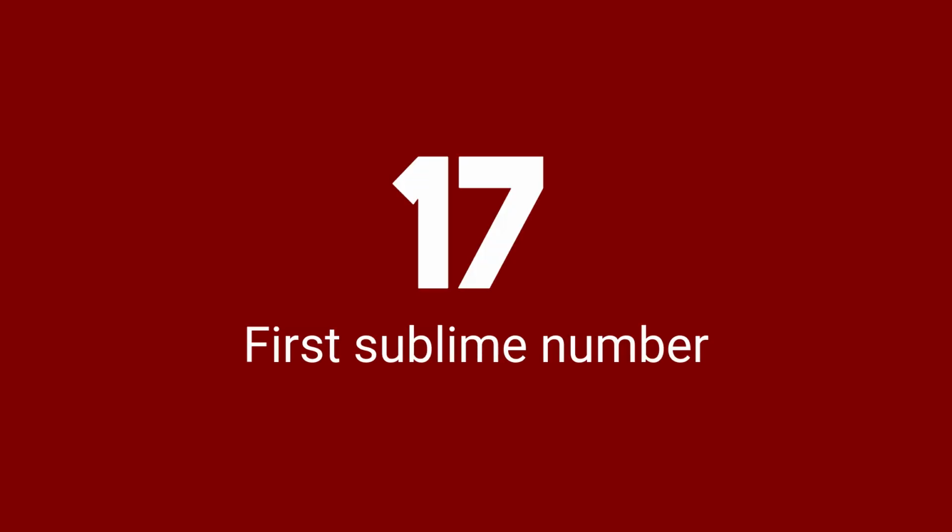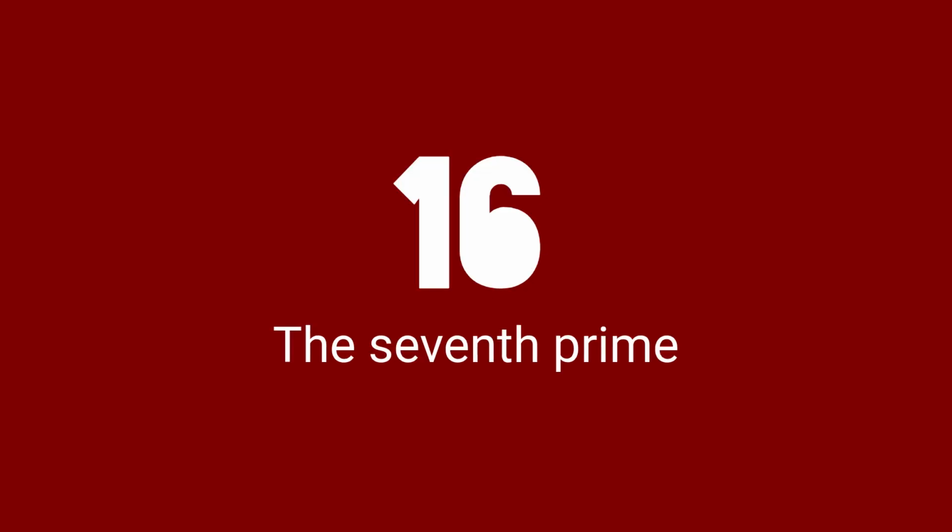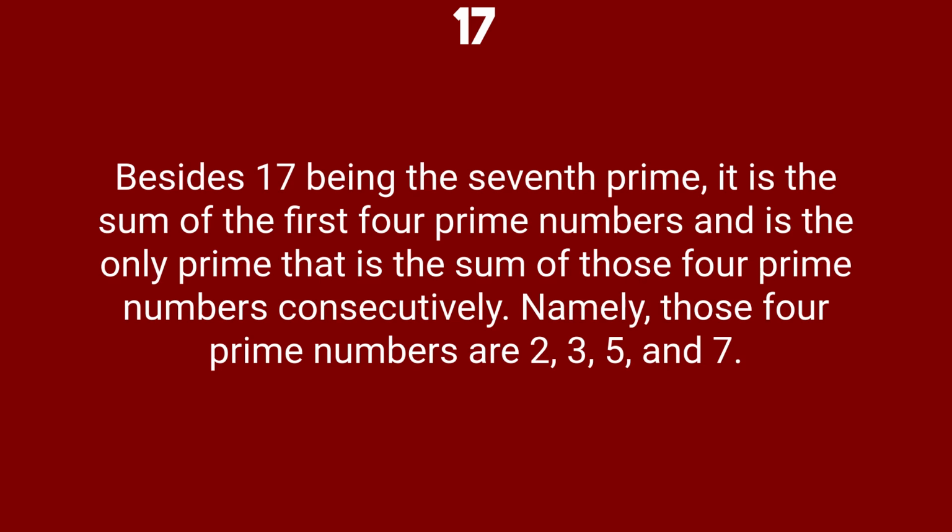First sublime number. 12 is the smallest sublime number, meaning it is a positive integer that has a perfect number of positive factors, including itself, and whose positive factors add up to another perfect number. The only other sublime number we know is much bigger.